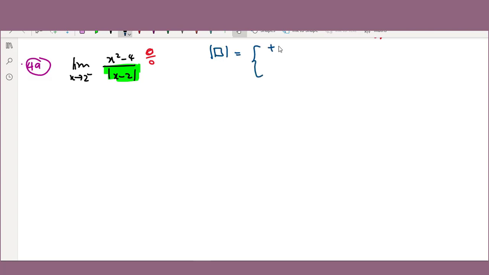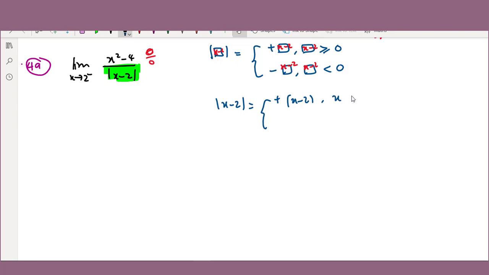To define absolute value, let's say this is the absolute value box. You get positive box when the box is greater or equal to 0, and negative box when the box is less than 0. So what is in the box? x minus 2. Rewrite: positive x minus 2 when x minus 2 is greater or equal to 0, or x more or equal to 2, and negative x minus 2 when x is less than 2. Make sure this is x minus 2.